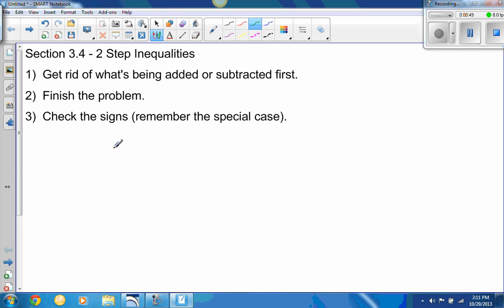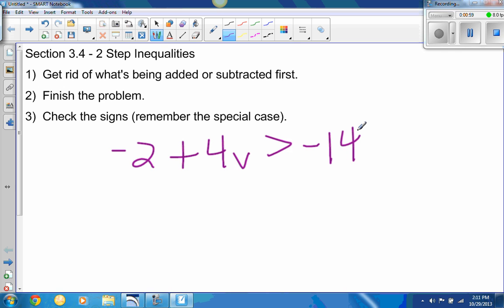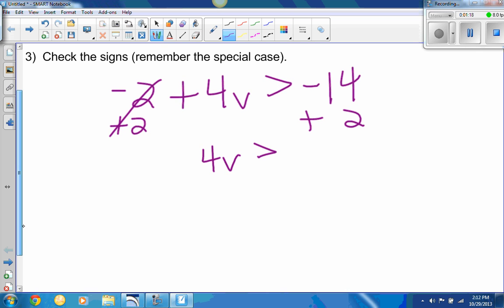So if we have a problem like this, so if I have -2 plus 4b greater than -14, I can't get rid of the variable until everything else is gone. So I have a -2 here. So I do the opposite, which is adding 2. And remember, whatever I do to one side, I have to do to the other side. That is the addition property of equality.